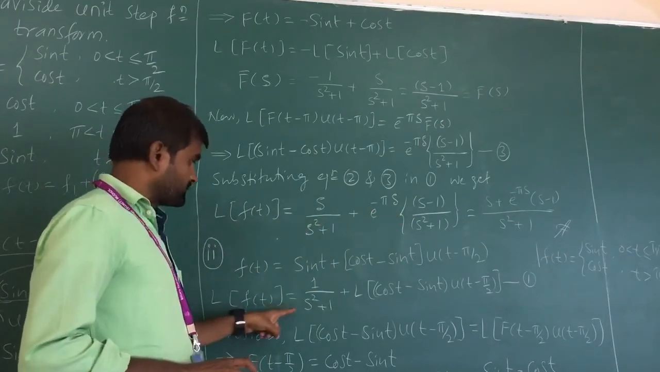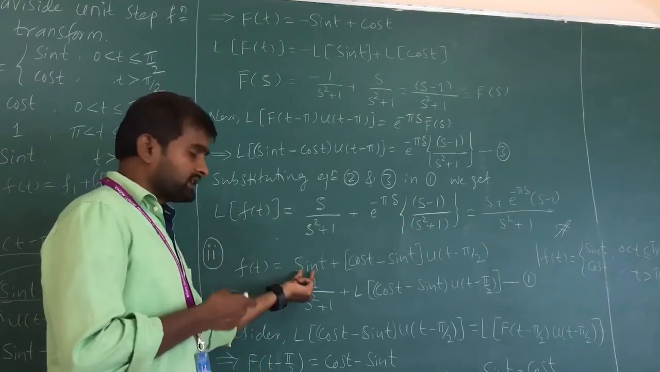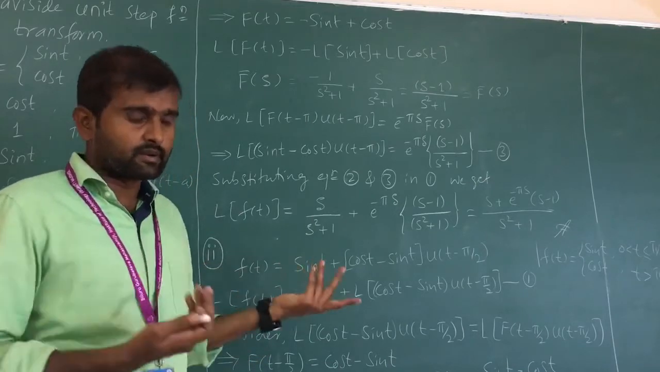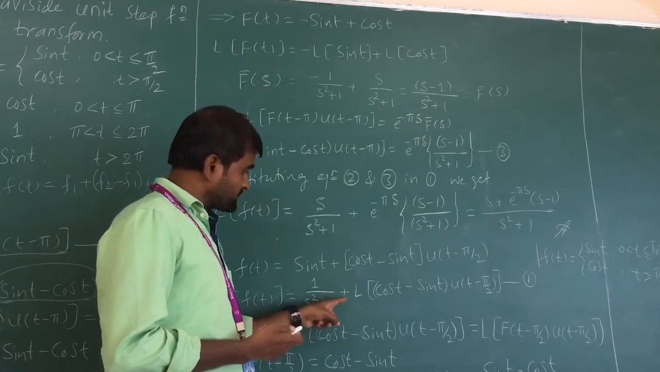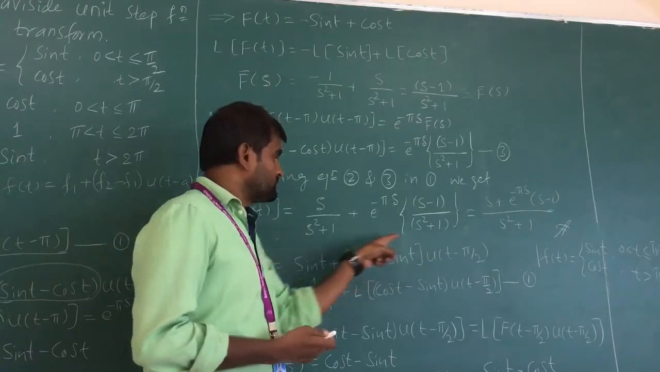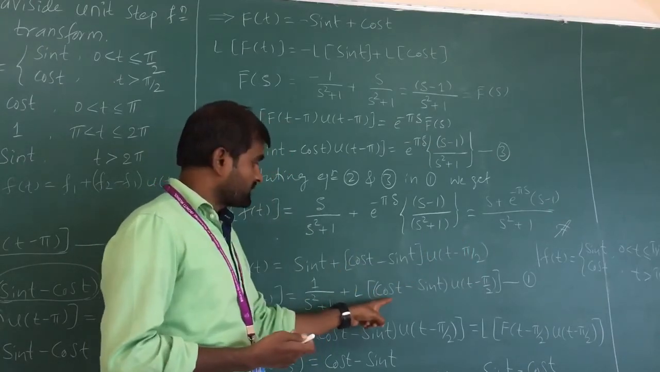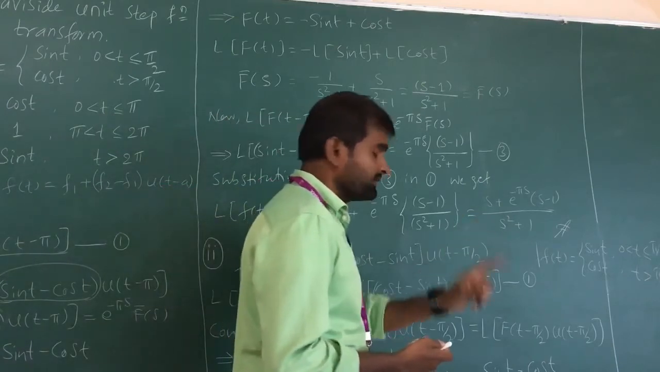L of f of t equal to, I will write directly. L of sin t is 1 by s square plus 1, plus. So we need to solve this separately. So L of cos t minus sin t into u of (t minus pi by 2).